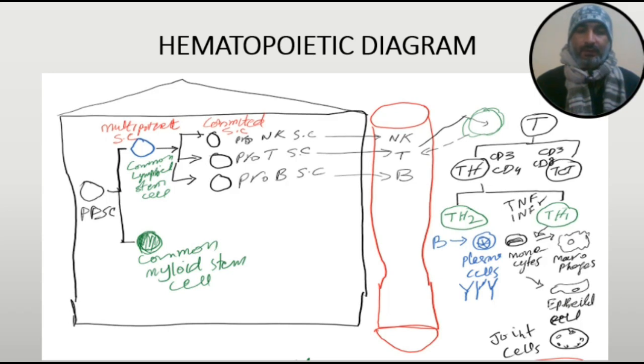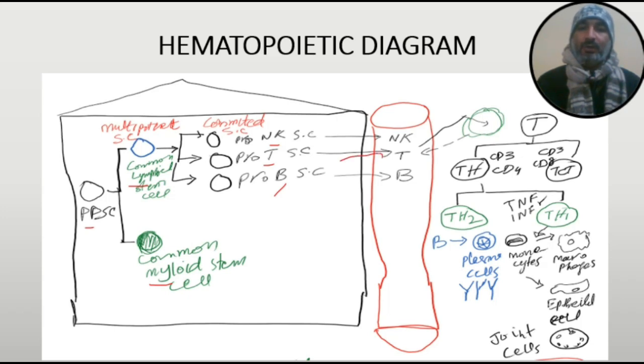So here is a diagram which we already studied in the hematopoietic lectures. We studied that the pluripotent stem cell divides into two lineages, which are the common lymphoid stem cell and the common myeloid stem cell. The common lymphoid stem cells are divided into natural killer cell, T cell and B cell. These are pro natural killer, pro T cell and pro B cell. They are divided into these three types of cells. So they go into the bloodstream.